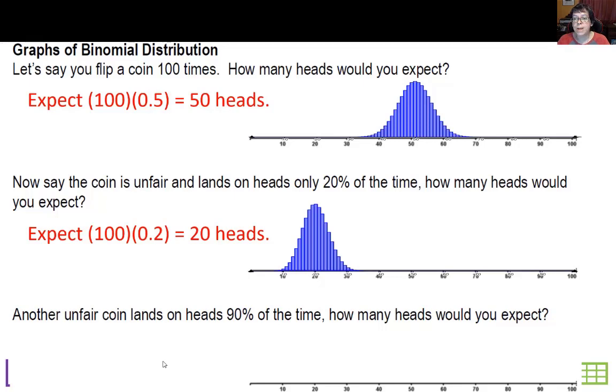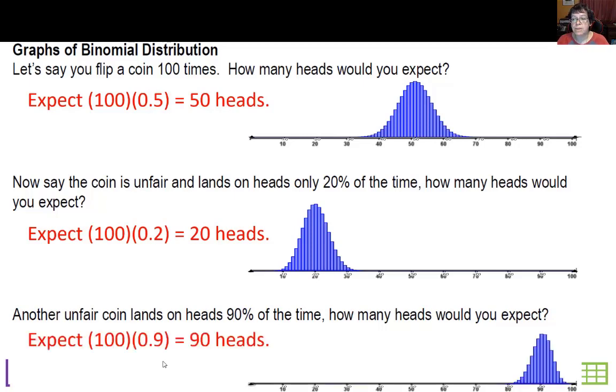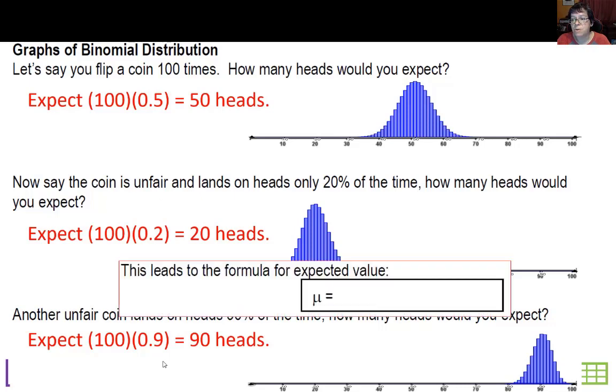Now let's say another coin lands on heads 90% of the time. How many heads would you expect for that one? 90. And it would be kind of distributed over to the right like so. Okay, so this leads us to our formula for expected value. Expected value is just the number of trials times the probability of success on each trial. And you can also see one thing we're going to get to: if these are a lot of flips, these distributions look approximately normal.